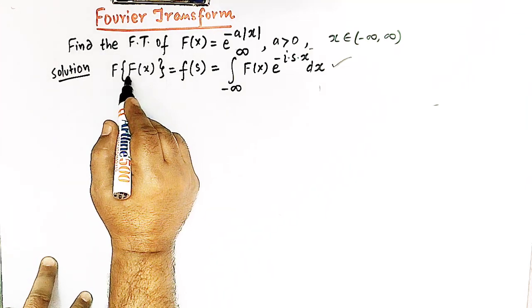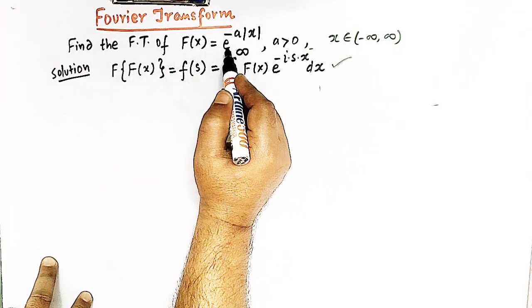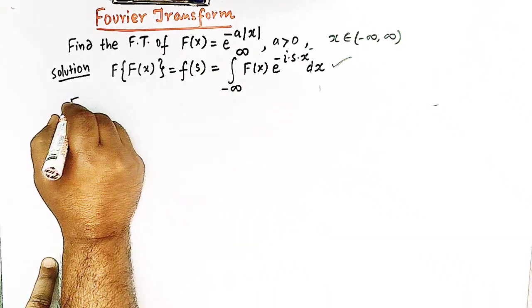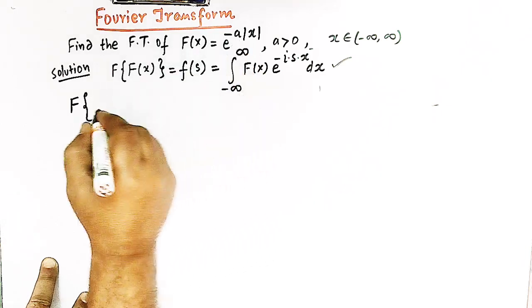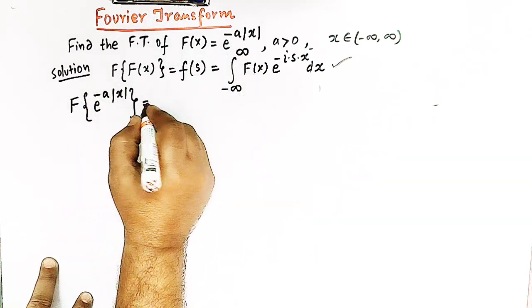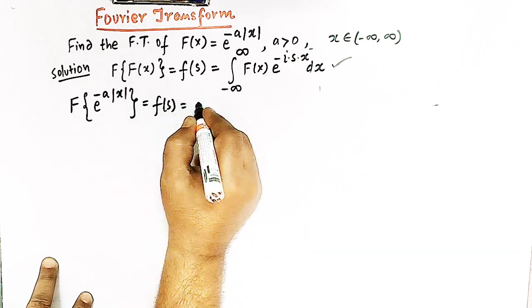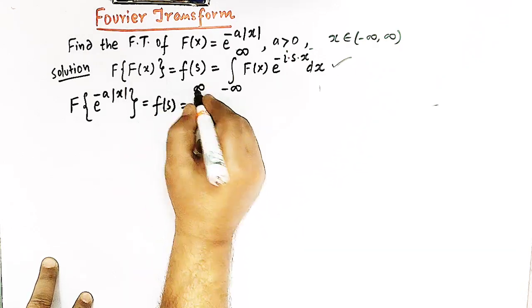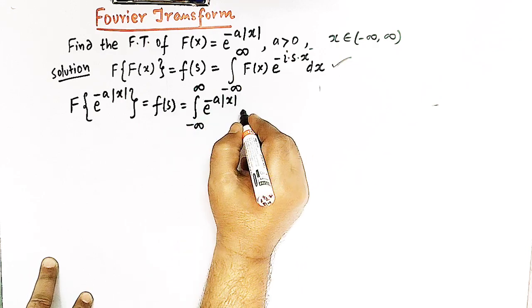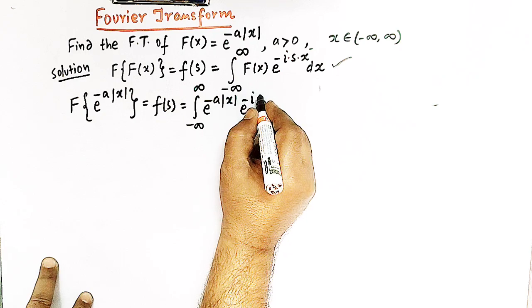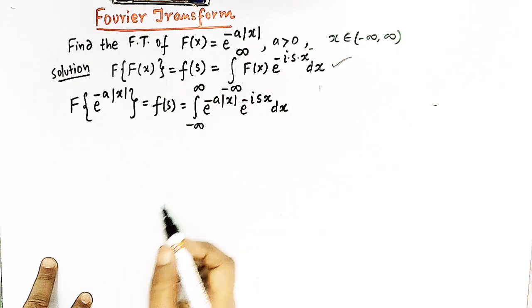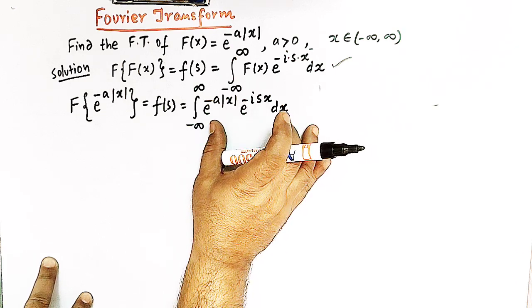So now substituting the value of f of x as e raised to minus a times mod of x over here, the Fourier transform of the function e raised to minus a times mod of x is given by f of s, and here we have minus infinity to infinity, e raised to minus a times mod of x and e raised to minus i s x, and here we have dx, right? So now we have to evaluate this integral.